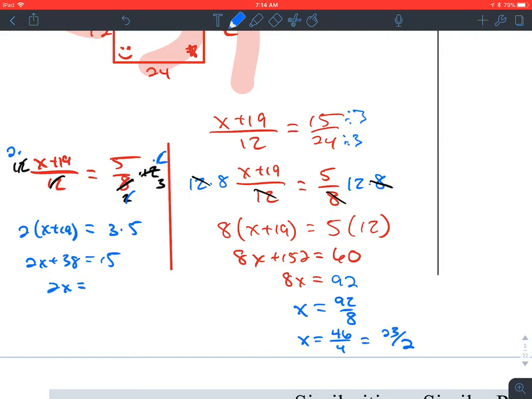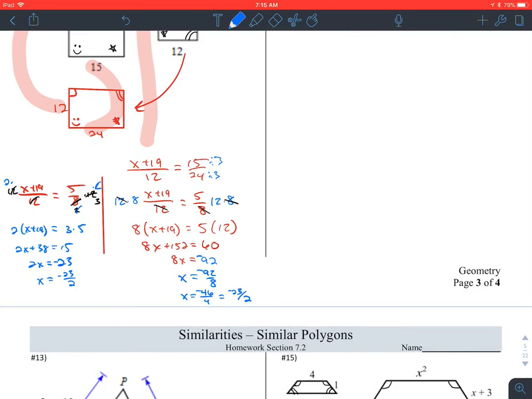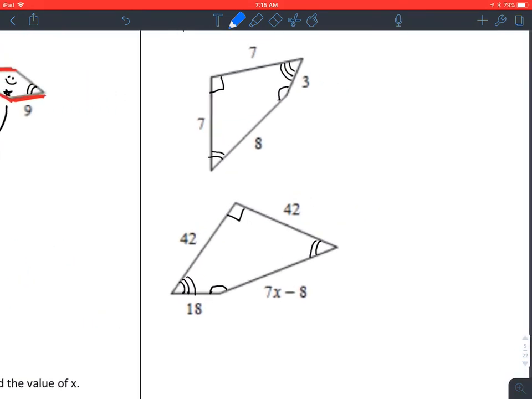2x equals negative 23. Well, this should be negative over here. And then x is negative 23 over 2. Choosing the right things to multiply both sides by makes your life easier, as evidenced by the horrendous arithmetic that I did on this problem.